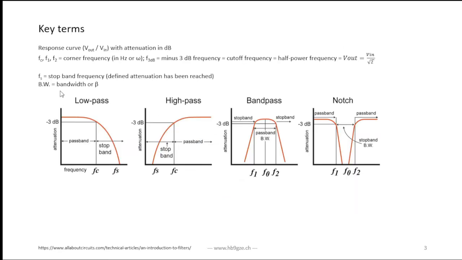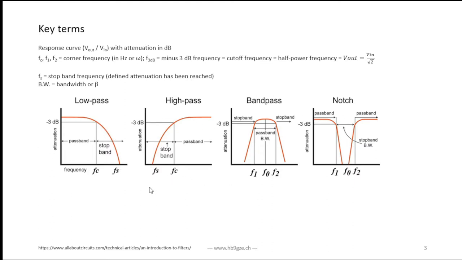What we look at is the response curve of a filter. It is defined by output voltage to input voltage. That's also called the transfer function. And typically the attenuation is measured in decibel, in dB. What you have to define when you design a filter is what corner frequency you would like to have, and also what kind of attenuation you try to achieve in the stop band. So that's this FS frequency, this stop band frequency here.